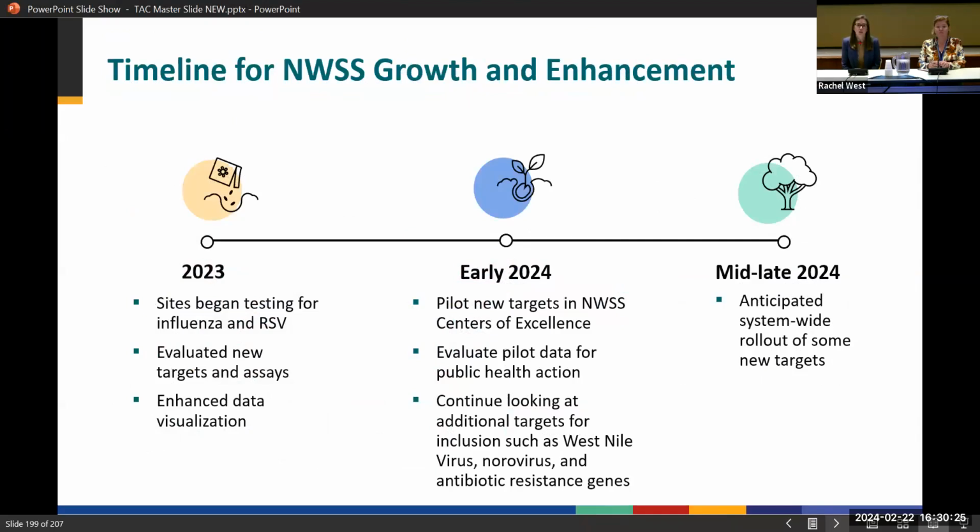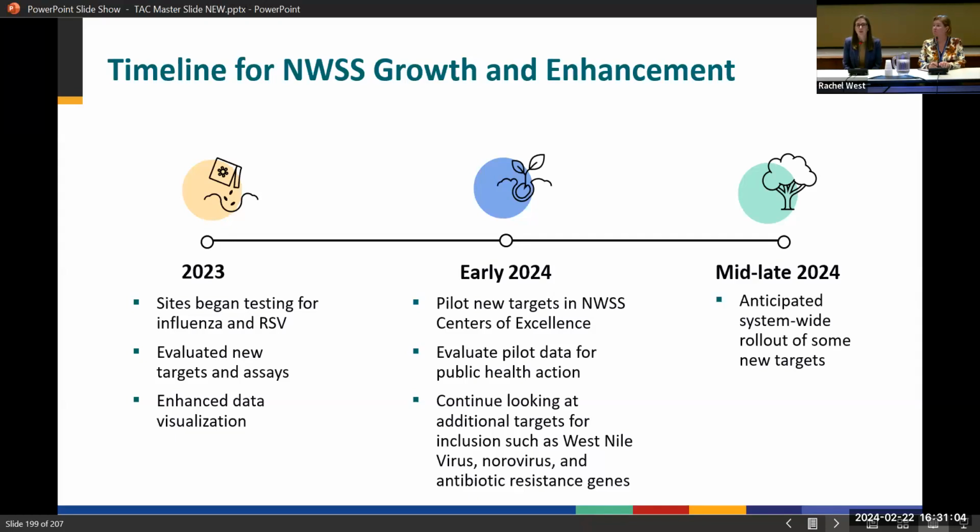Another way that we're looking to grow as a program is through expanding the pathogens that we're looking for in wastewater. As I mentioned, it's a very flexible testing matrix, and in 2023, we first began to prioritize testing for influenza and respiratory syncytial virus, or RSV, as we were hitting respiratory virus season and wanted to prepare our sites as much as we could. We're also evaluating new targets and assays, and in 2023, we worked on enhanced data visualization so that the data that we were sharing publicly made sense and was accessible to the public. This was after really extensive feedback from our public partners that we really appreciated.